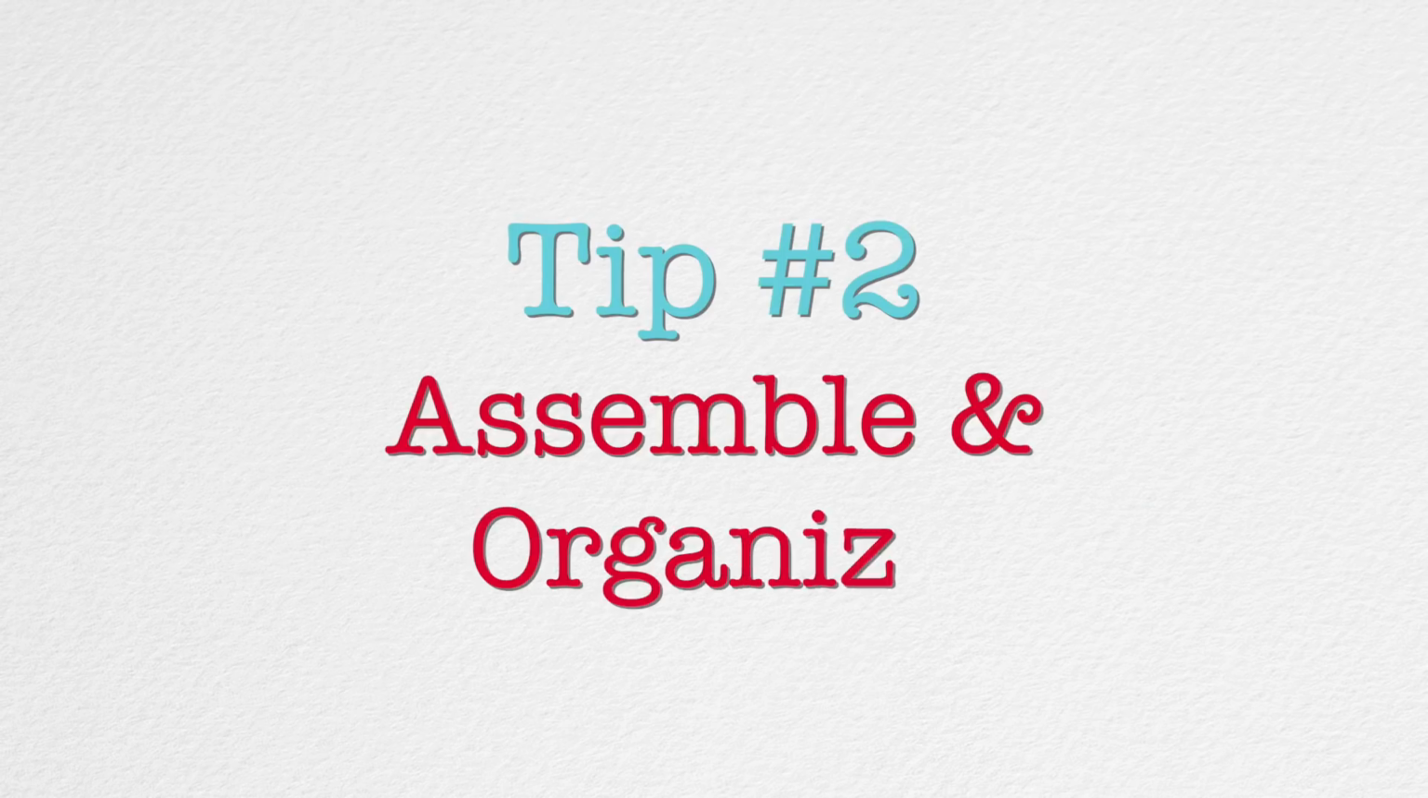Tip number 2 is assemble and organize. So once you have your brainstorm list, and you want to have a good meaty list of maybe 30, 40, 50 topics, really gonna get lots of ideas out there. And so now what you're gonna do is you're gonna assemble and organize those topics.